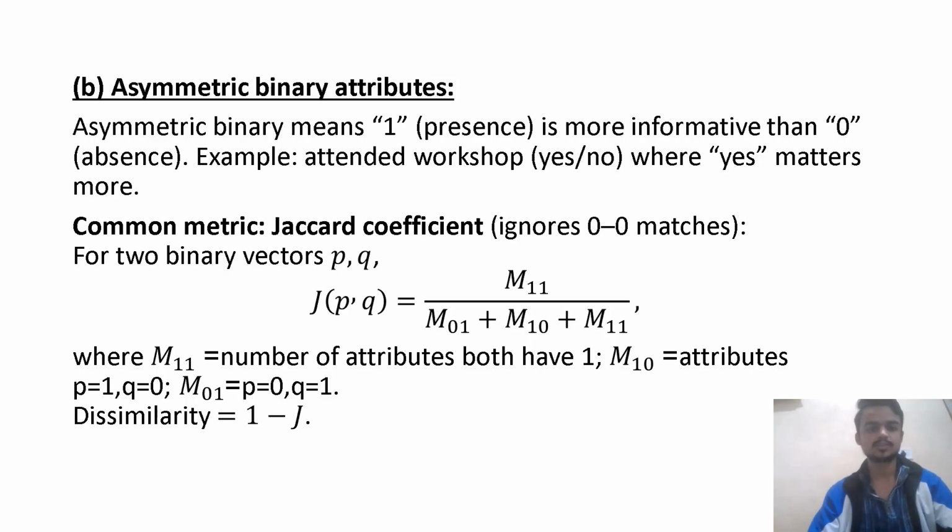Asymmetric binary. Asymmetric binary means 1, presence, is more informative than 0 itself. Example: attended workshop, yes or no, where yes matters and no does not. Common metric: Jaccard coefficient, ignore 0-0 matches.